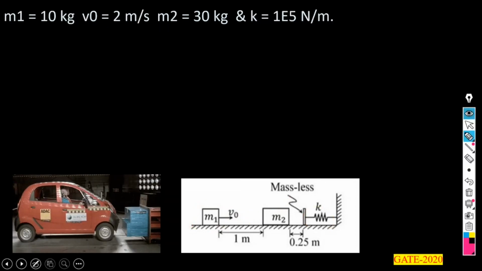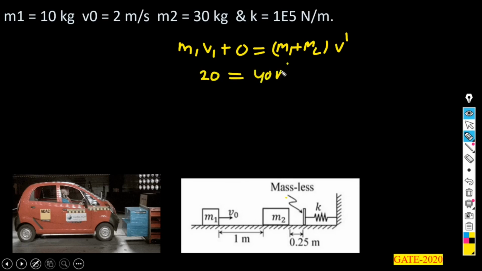In the initial phase, we need to apply the conservation of momentum. In the later case, we need to apply the conservation of energy. In step 1, m1 v1 plus m2 v2, in this case, the mass 2 is stationary, then velocity is 0, is equal to m1 plus m2. Since they stick together and move as a single entity, m1 plus m2 into v dash. Given m1 is equal to 10 kg, v1 is equal to 2, which is 20, is equal to 40 v dash, so v dash is equal to 0.5.